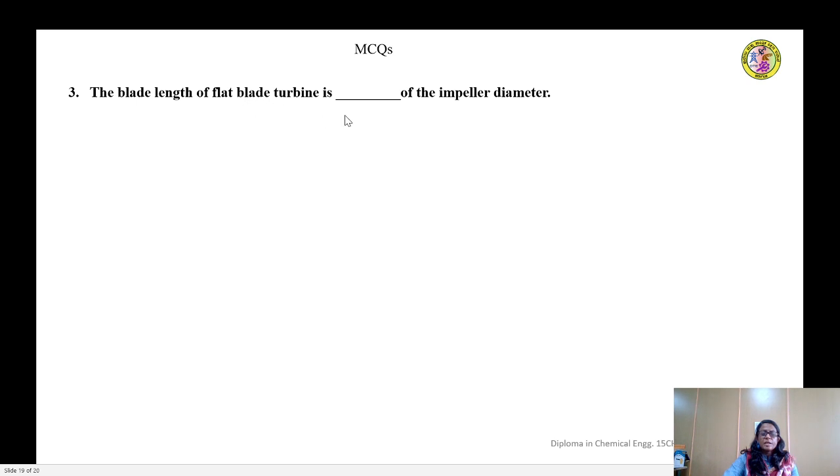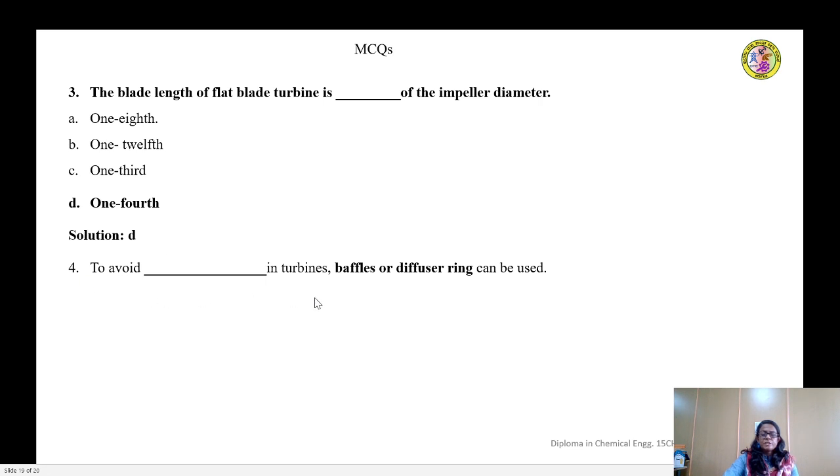The blade length of the flat plate turbine is dash of the impeller diameter. Is it 1/8 of the impeller diameter? Is it 1/12 of the impeller diameter? Is it 1/3? Or is it 1/4? Okay, the length of the blade of the flat blade turbine, not the disc bladed turbine, is 1/4 the impeller diameter. In case of disc bladed turbine, the length of the blade will be 1/8. So 1/4 is the right answer.